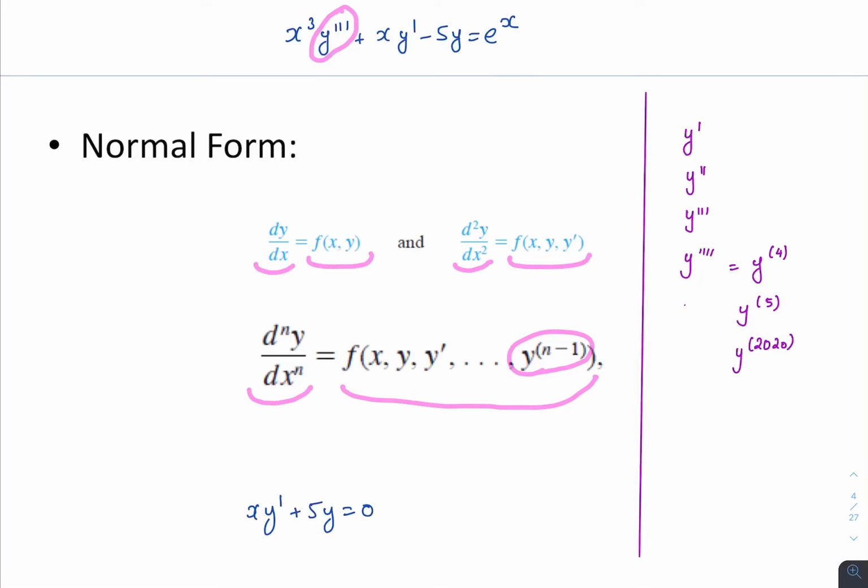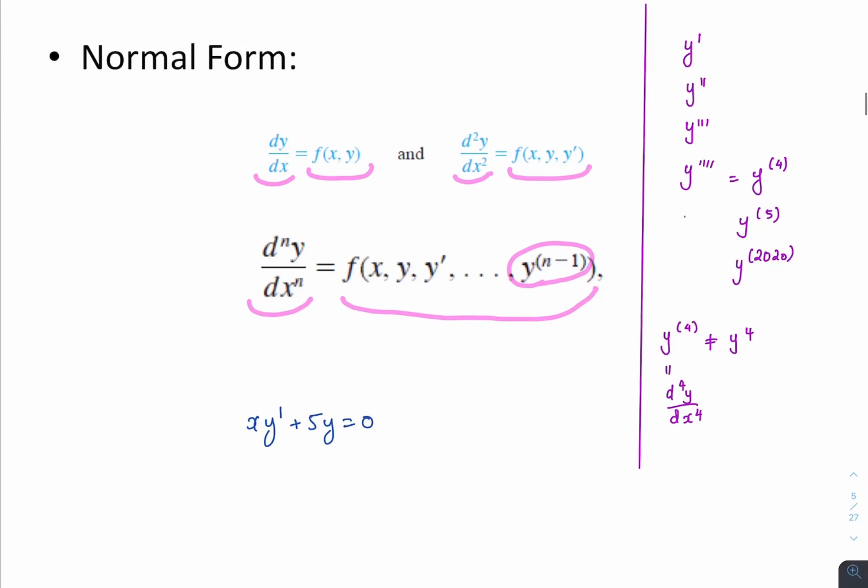Let me make one thing very clear. This does not mean y to the 4. This means the fourth derivative, d4 of y with respect to x. That's the fourth derivative, right? This is not y raised to the power 4. These two are different, remember that. And that's what we mean by y in parentheses n minus 1: it is not a power. This is the n minus 1th derivative of the function y. So that's the normal form.